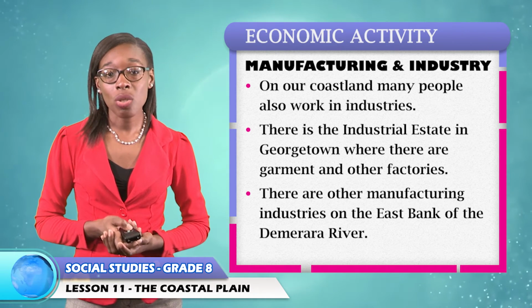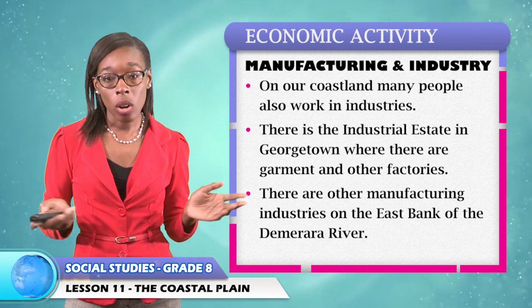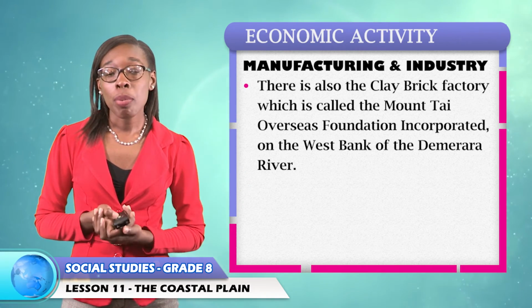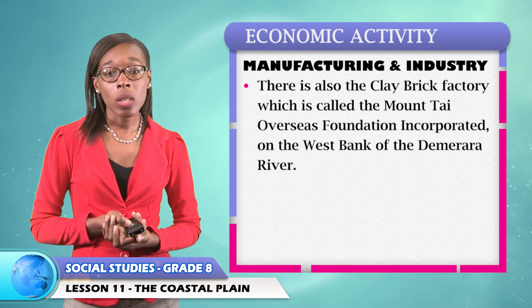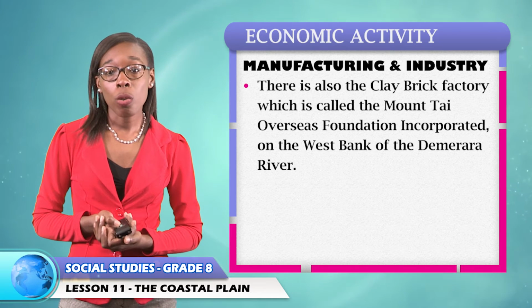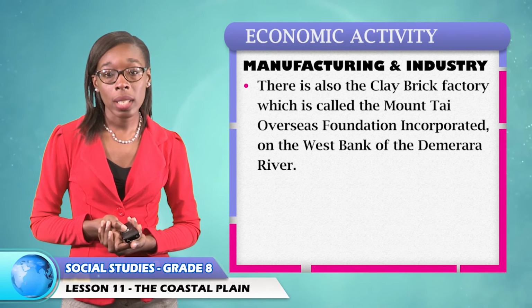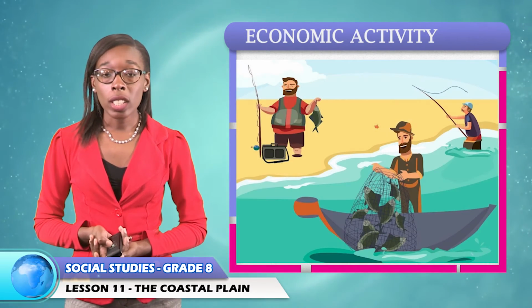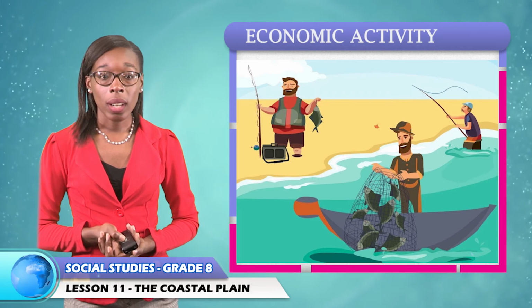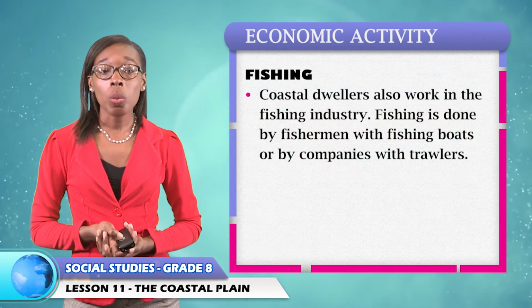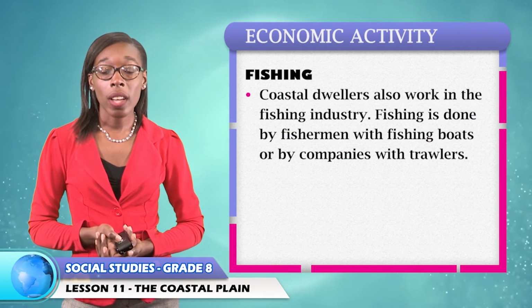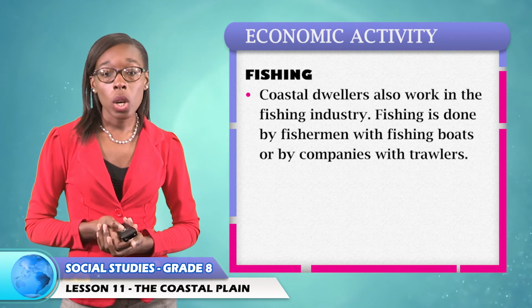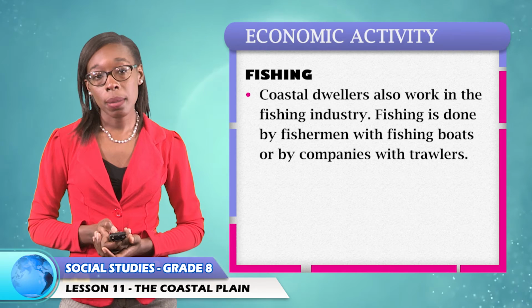There are other manufacturing industries along the Demerara River. There is also the clay brick factory, which is called the Mount Tai Overseas Foundation Incorporated, on the west bank of the Demerara River. The third economic activity is fishing. Coastal dwellers also work in the fishing industry. Fishing is done by fishermen with fishing boats or by companies with trawlers.